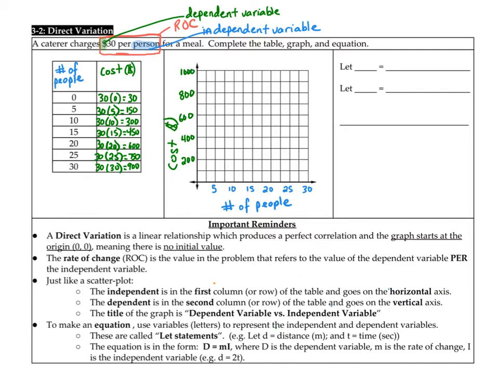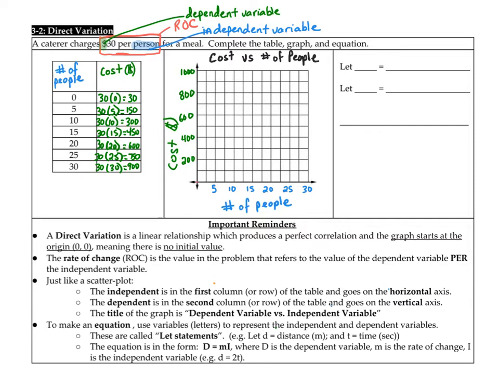And the title of the graph should always be the dependent variable, which is the cost, versus the independent variable, which is number of people. Now we plot these points.